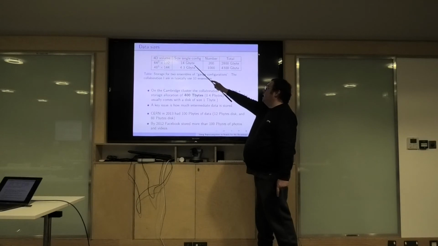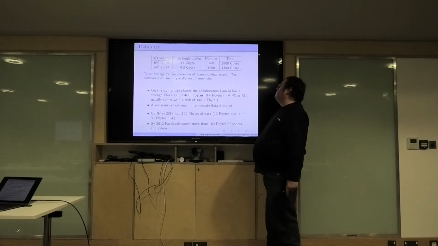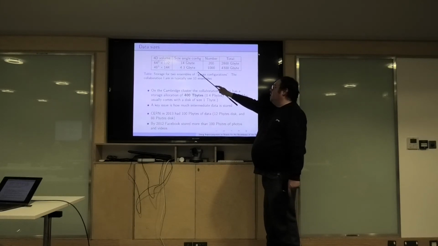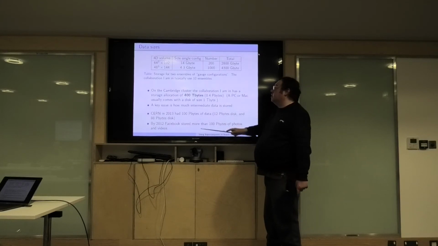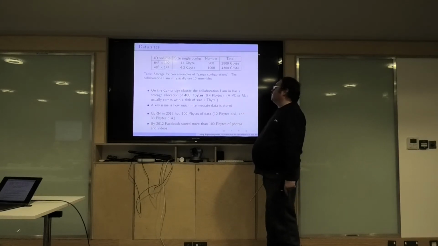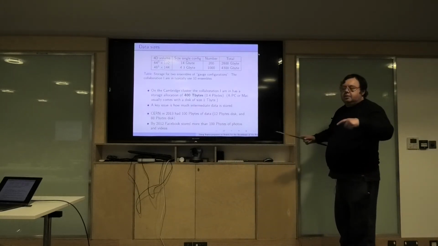So an individual gauge configuration is 60 gigabytes. I've got 200 of them, about 3,000 gigabytes. For the smaller volumes, I've got 1,000 of those. On the high statistics run, that's about 4,000 gigabytes.